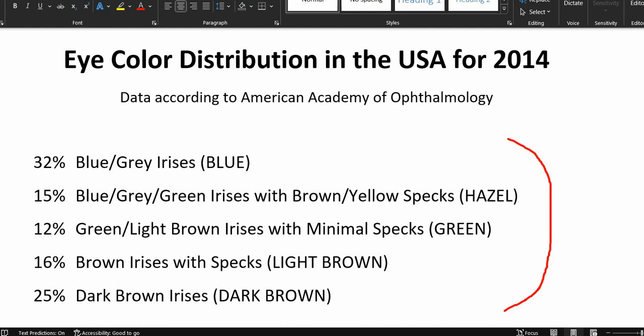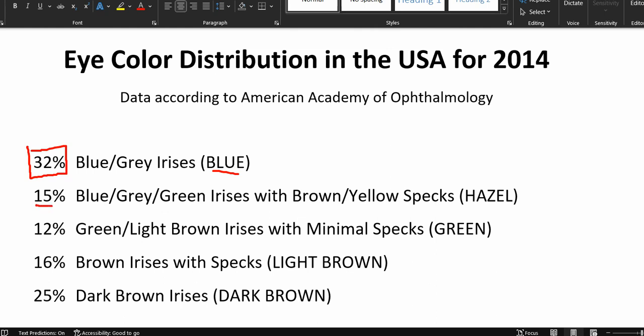So obviously there are different percentages and proportions depending on race, but it turns out that these different categories are available regardless of ethnicity or race. Okay, so this was what it was. So what we do is we say, look, we're going to use this as a probability model for a class of students in 2024, and we're going to say the probability of blue-gray irises, blue eyes, is 32%.